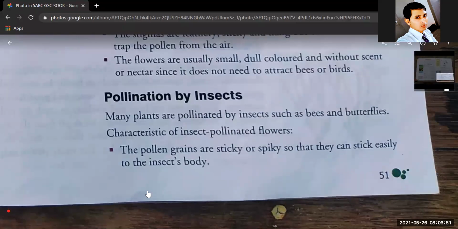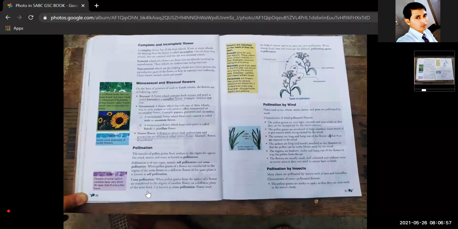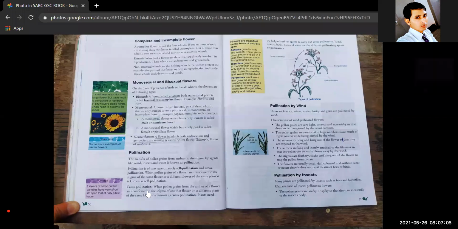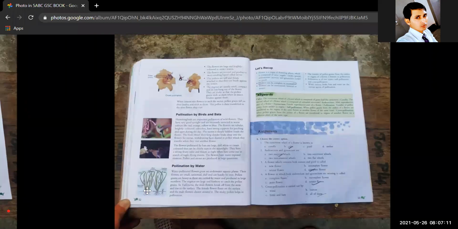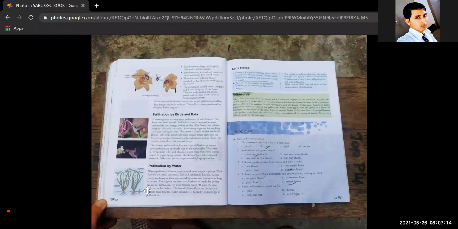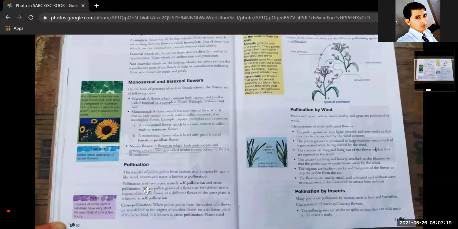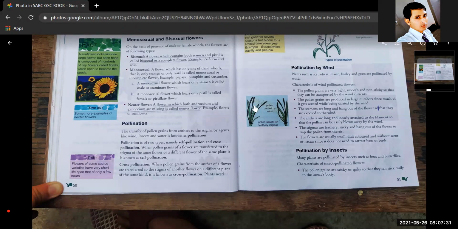Pollination by insects will continue in the next class. In a day, if I teach the whole pages, then you will not understand anything. So that's why I will continue page number 51 and 52. Only page number 52 is left, but we will continue it in our next class. We begin from here. Pollination by insects, pollination by wind, till here we have studied.